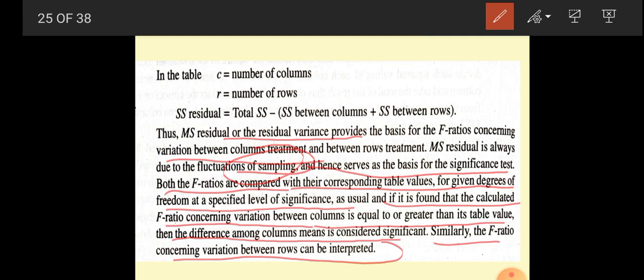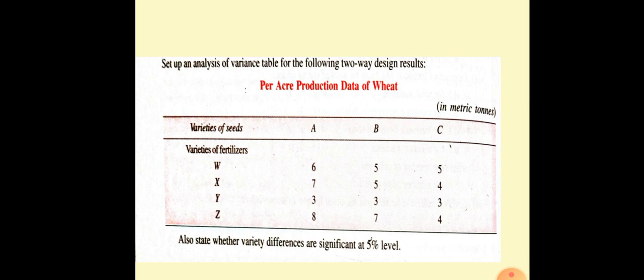You can just use column 1 also or row 1 also. If it is greater or equal, then the means are considered significant. So this is the question. In this question, there are varieties of seeds, that is A, B, C, and varieties of fertilizer W, X, Y, Z. Here we have to find out the two-way design result. Differences are significant at 5% level.